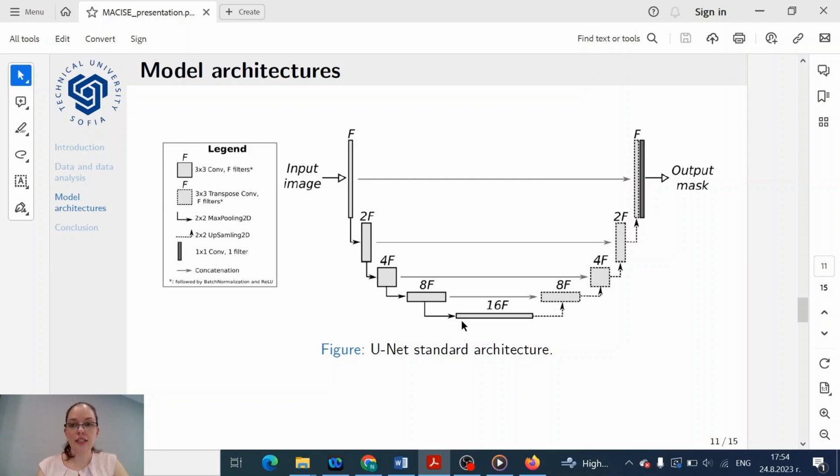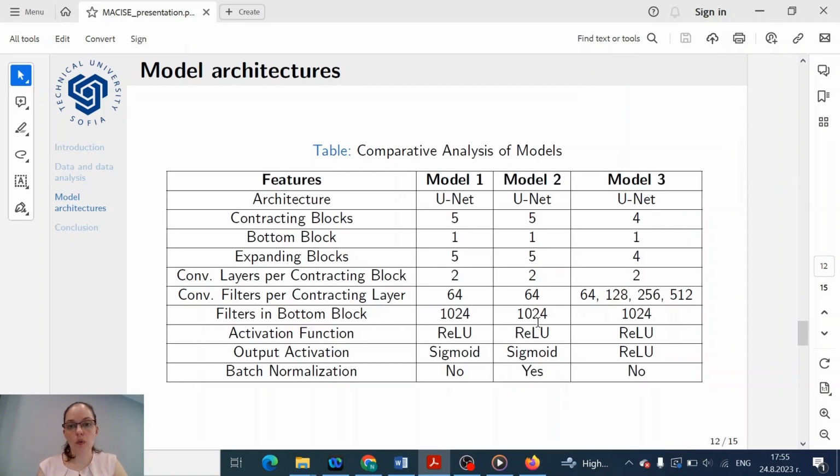Well, this data set was used to train. So we had two data sets. The first one was for the training, and the second one is for the test. And we based our algorithm, our model architectures, on this architecture.